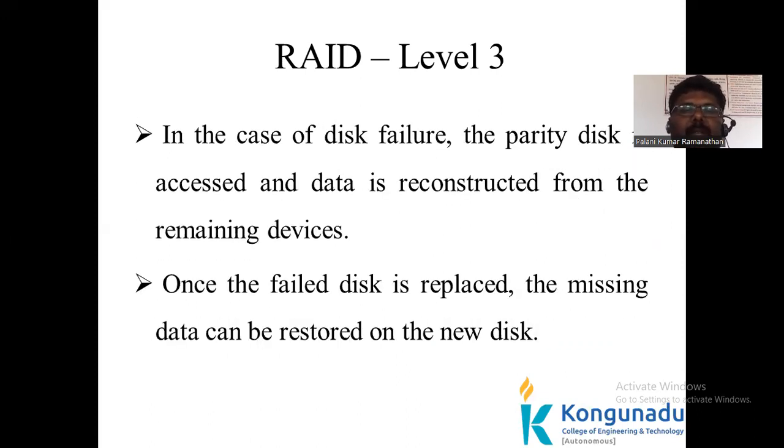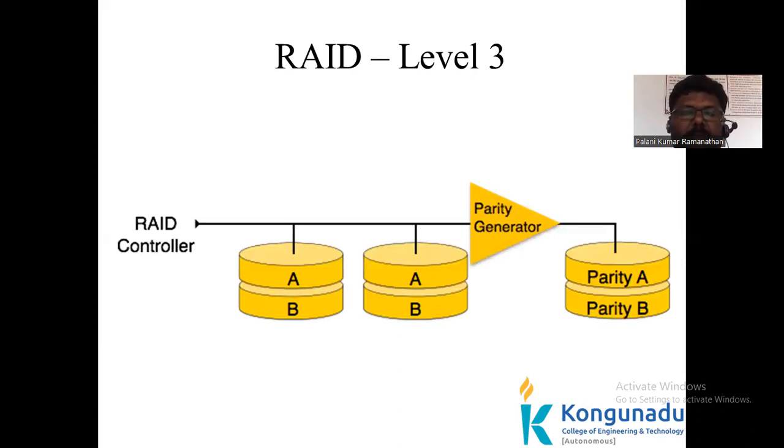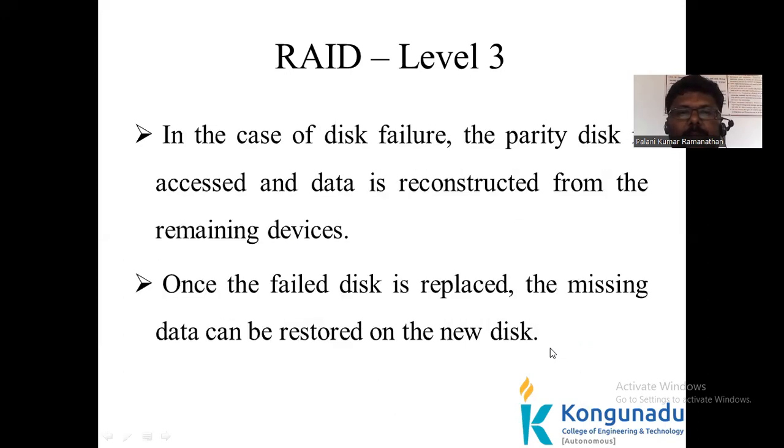So in the case of disk failure, the parity disk is accessed and the data is reconstructed from the remaining devices. So suppose there is any data loss in the disk. Just see this diagram. If there is any loss of data in a disk, the data are collected or reconstructed from the parity bits. Once the failed disk is replaced, the missing data can be restored on the new disk.